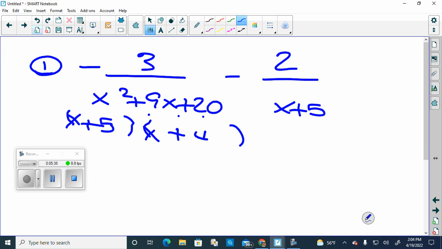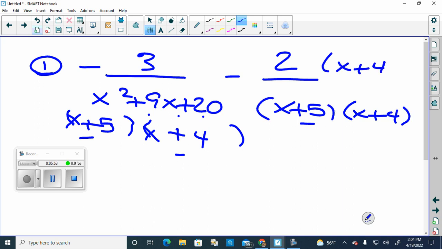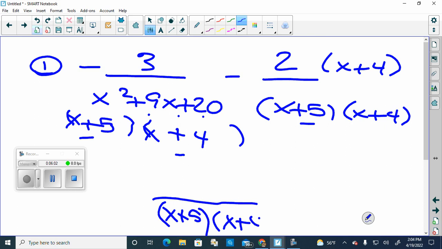Okay, so the denominators have to be the same. This one has an x plus 5, this one has an x plus 5. This one has an x plus 4, but that one doesn't. So I would need to multiply the bottom. Whatever I multiply, I've got to do the same thing to the top. Now my denominators are the same, and it doesn't matter which one you write first. Again, on the test, don't waste your time distributing this back together. You're done with the denominators, but we have to do that to the top.